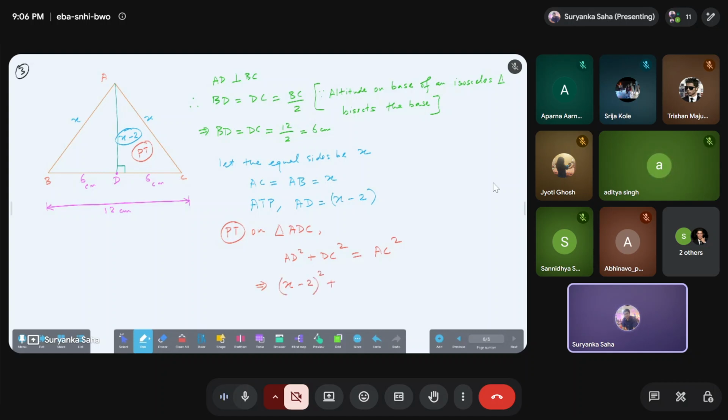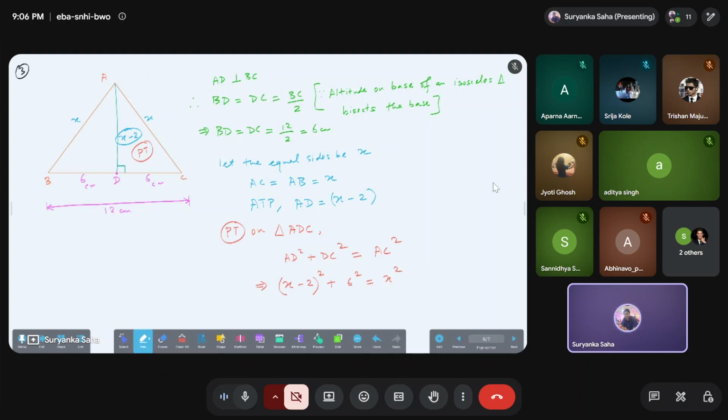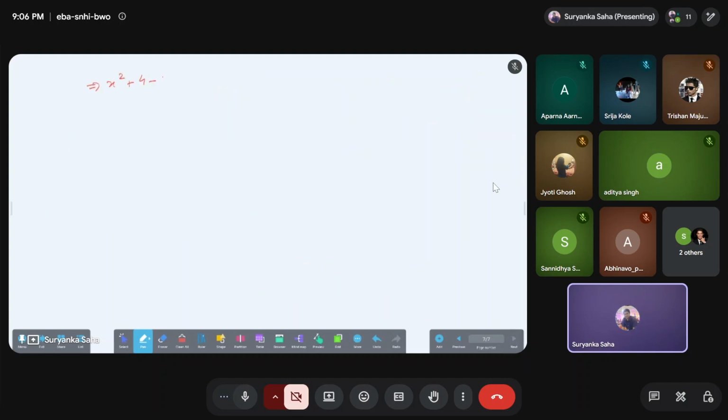Okay. So 6 square equal to AC is x square. When you break it into whole square, x square plus 2 square মানে 4 minus 2 into 2 into x, মানে 4x. Isn't it? 2 into x into 2. So x square minus 4x. এটা কেন x square minus 4 হবে?